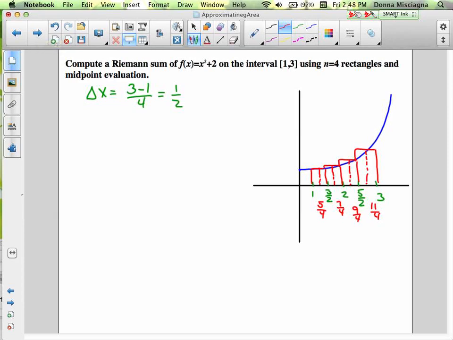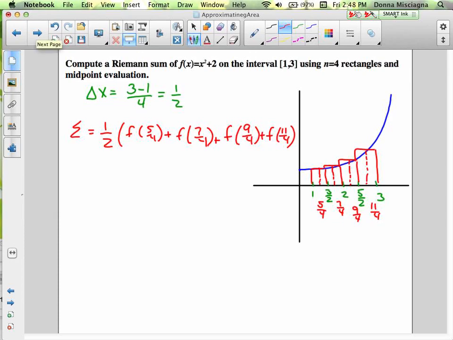So now we're going to add those up. Our sum is going to be the change in x, which is 1/2, and then we're going to plug in and find f of 5/4 and f of 7/4 and f of 9/4 and f of 11/4. Well, I just put that in there. All right, I should have written a little smaller.